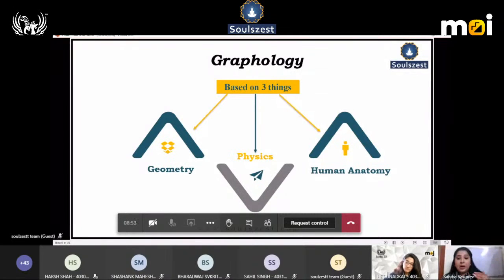People who write with light pressure are not that strong, or they don't have as much mental intensity as heavy pressure people have. Now, when we talk about human anatomy, at the end of the day, what are we doing? We are talking about humans. We are talking about the human mind. So human anatomy is also based on graphology.